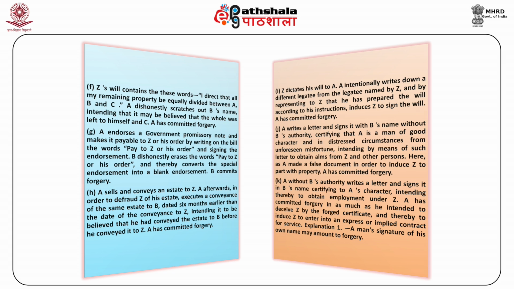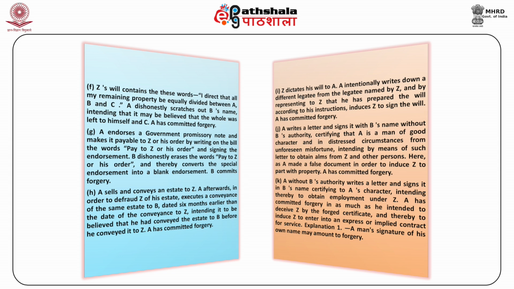A writes a letter and signs it with B's name without B's authority, certifying that A is a man of good character and in distressed circumstances from unforeseen misfortune, intending by means of such letter to obtain alms from Z and other persons. Here, A has made a false document in order to induce Z to part with property. A has committed forgery. K.